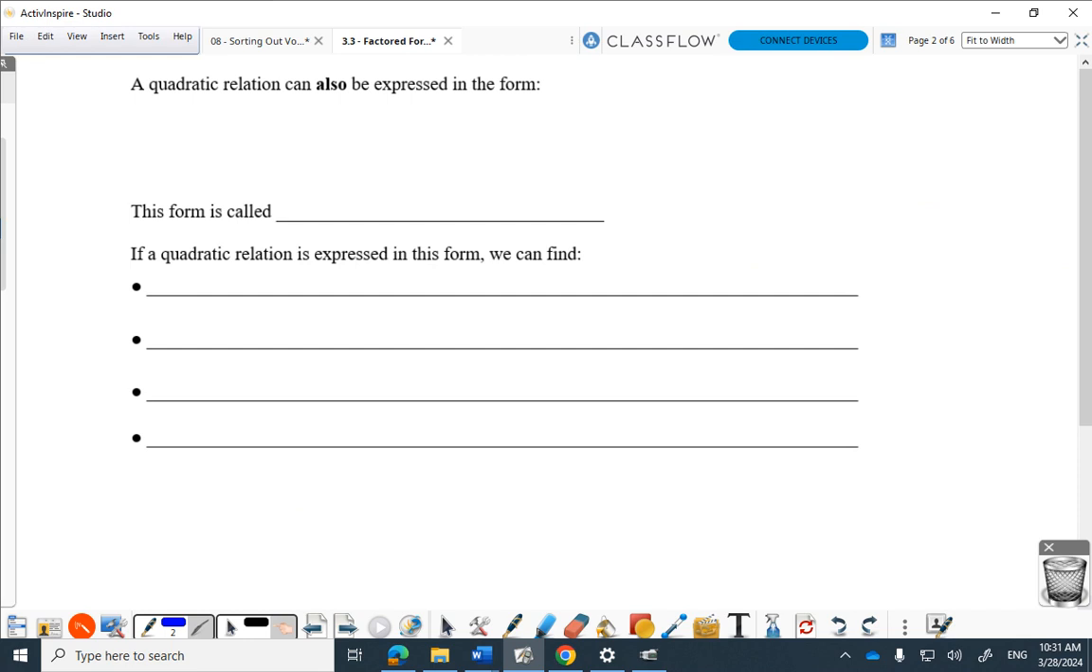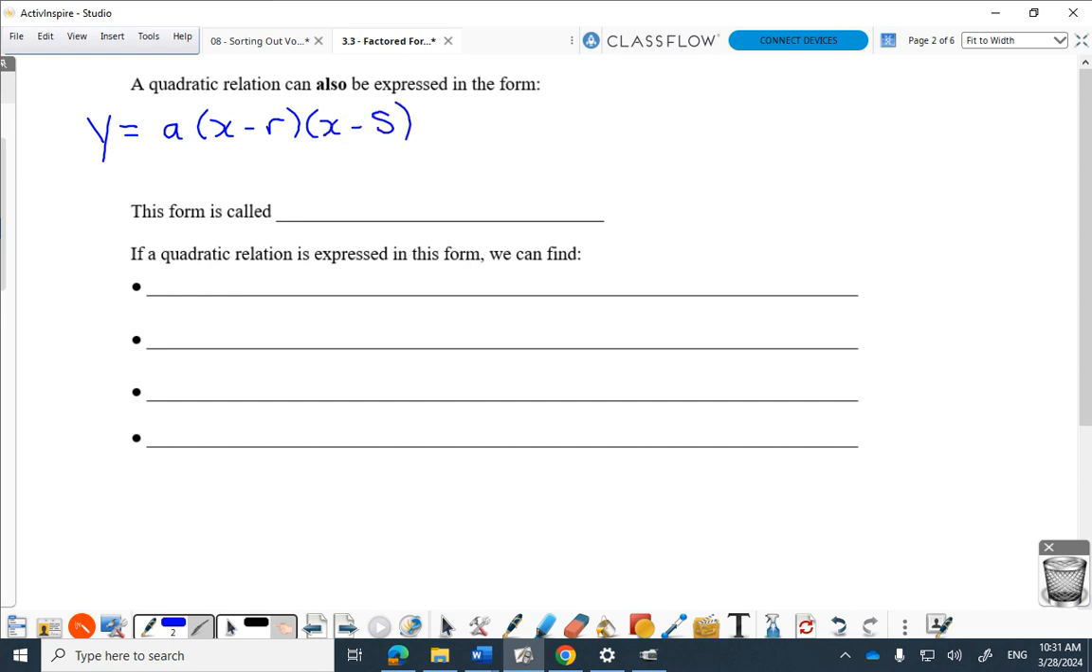Okay. If you're sleepy, you're already left for Easter. Yeah, your brain's gone. Might want to bring it back for a minute. This is the new stuff today. A quadratic formula can also be expressed in a way like this. y equals a(x minus r)(x minus s).